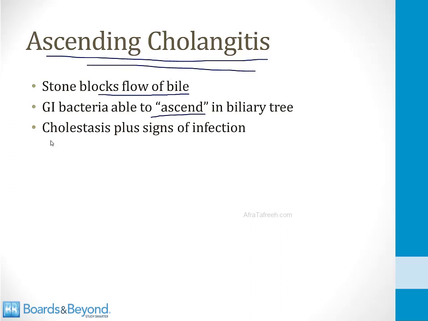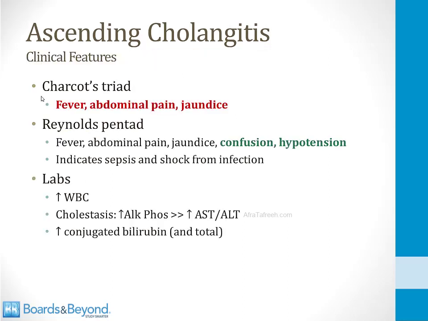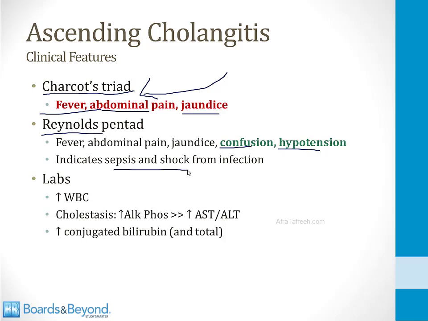It will present with evidence of cholestasis plus signs of infection. The classic presentation of ascending cholangitis is called Charcot's triad. The triad is fever, abdominal pain, and jaundice, and this can be seen in ascending cholangitis. If in addition to Charcot's triad you also have confusion and hypotension, you then have Reynolds pentad, and this indicates that the patient has developed sepsis and shock from the cholangitis infection.